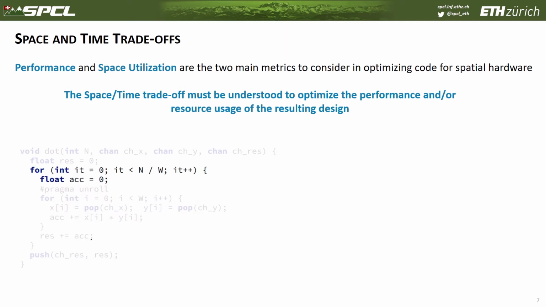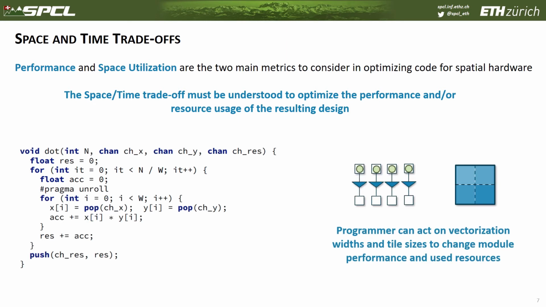The outermost loops are derived from loop blocking, as in the example that I'm showing, or generally also from tiling for level 2 and level 3 routines, and they are the schedule in which the computation is performed. Therefore, the vectorization width and the tile sizes are the two knobs on which the programmer can act in order to change the module performance and use of the resources. To capture the space-time trade-off, we introduce a model to analyze the relation between the parallelism, the resource consumption, and the performance of an FPGA design.